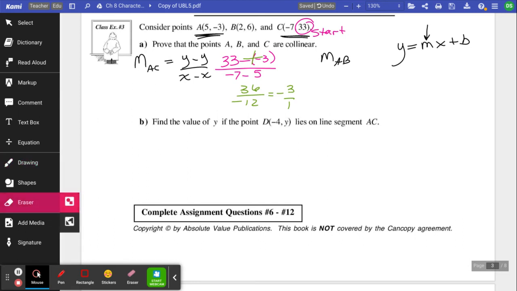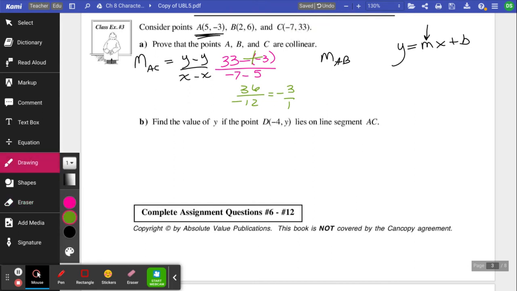So I'm going to erase what I just did up here. Now we're going to talk about AB. So here's another one. Slope of AB is y minus y over x minus x. How do we start? Where's your starting spot? You want to start with 6? So this is my start. Okay, I'm going to start with 6. Take away negative 3. Good call. Watch that. And then I have to go 2.